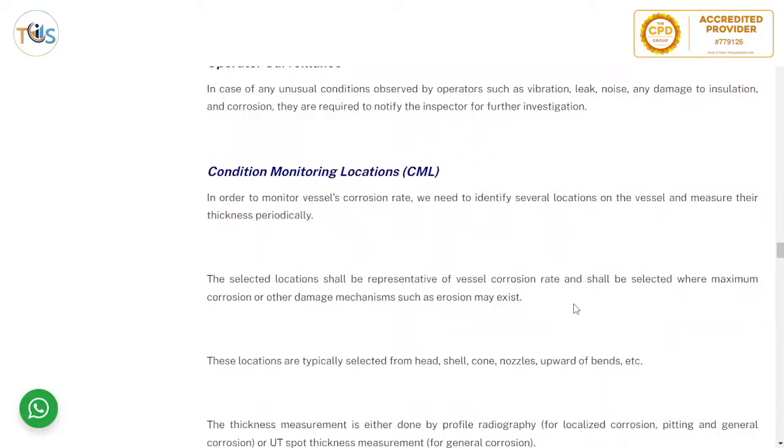Operator surveillance. In case of any unusual condition observed by operators, such as vibration, leak, noise, any damage to insulation and corrosion, they are required to notify the inspector for further investigation.